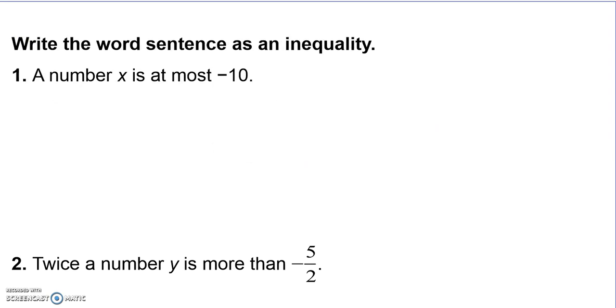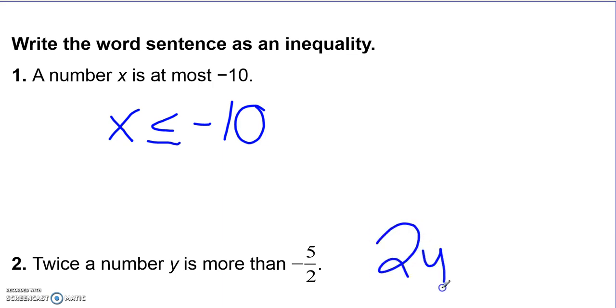Okay, write the word sentence as an inequality. So, a number x is at most -10. So, x is going to be anything less than or equal to -10, because it's at most going to be -10, but it can be anything less than -10 then. So I said it's less than or equal to. And then twice a number y is more than -5/2, so 2y is more than -5/2. Seems pretty legit.